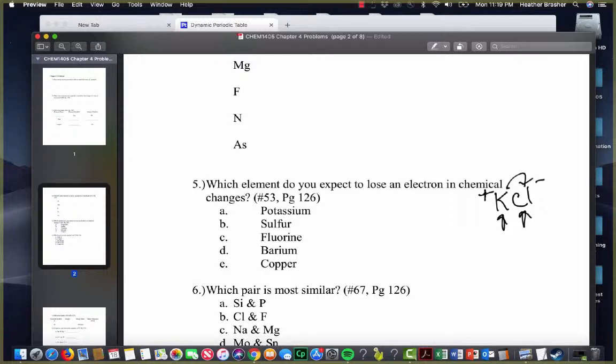It would be all the metals that are in here. So, for instance, potassium would lose an electron. Barium would lose an electron. And copper would lose an electron. Sulfur and fluorine would not.